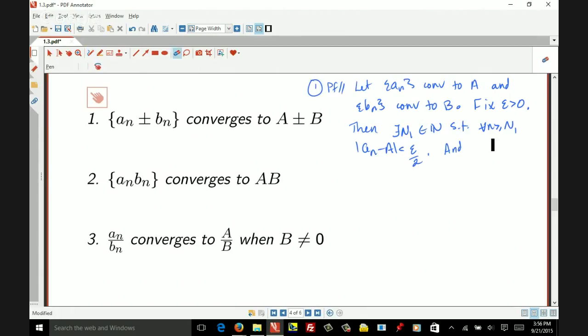And there exists an N2 in the naturals such that for all n greater than or equal to N2, we have |b_n minus B| is less than epsilon over 2. How do we choose N? Is it the smaller? Yeah, the maximum.